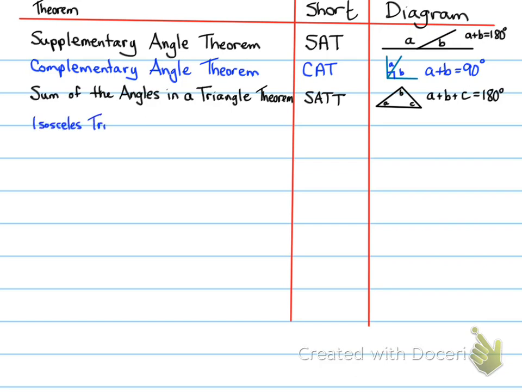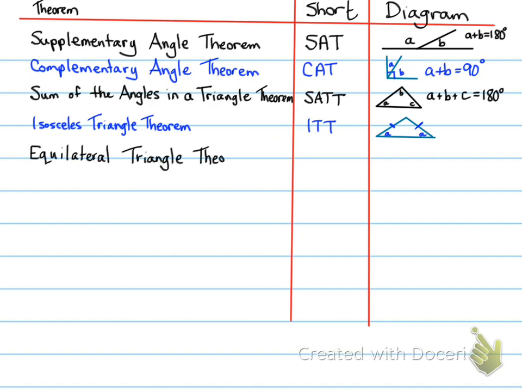Next, we have isosceles triangle theorem, ITT, which was a triangle with two sides that are equal, and those two sides equal means that two angles are equal in ITT. We also had equilateral triangle theorem, which is short for ETT, which stands for basically all the sides in an equilateral triangle are equal. Therefore, all the angles in an equilateral triangle are also equal. So 60 plus 60 plus 60 equals 180. So all the sides are equal. That means all the angles are equal. Equilateral triangle, the triangle is equiangular.